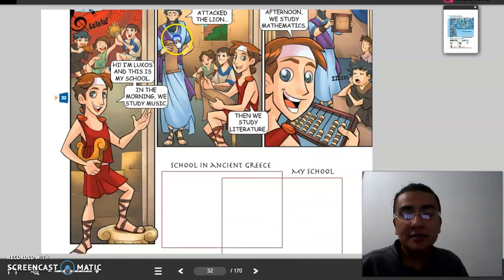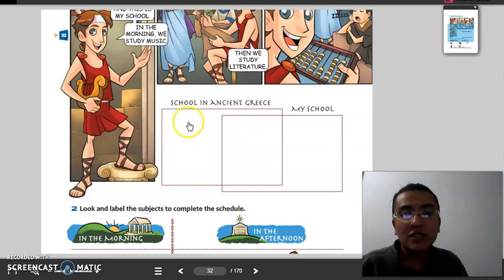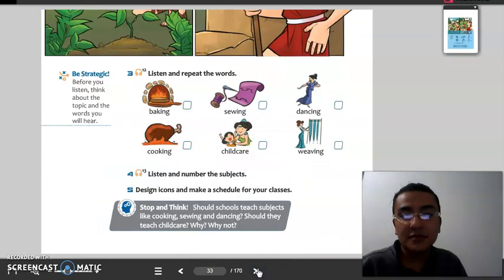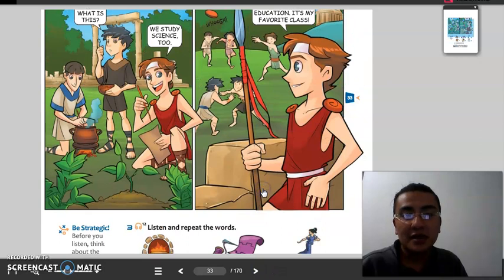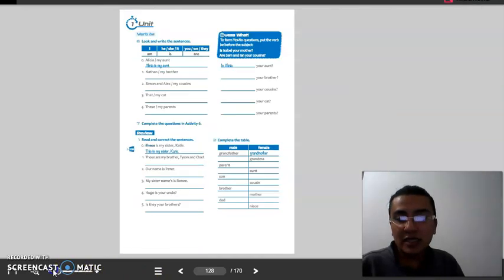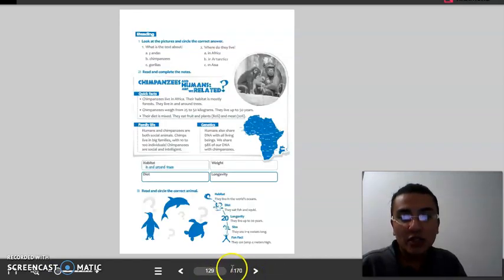Read the comic and complete it in here. So the school in the ancient times, the school that you have right now, what they had, right? These activities right here. Finally, for the workbook, I would like you to please develop the activities that are in page 128, 129.